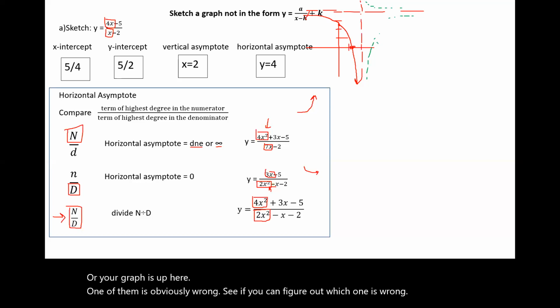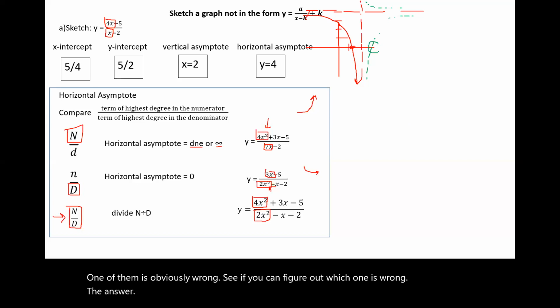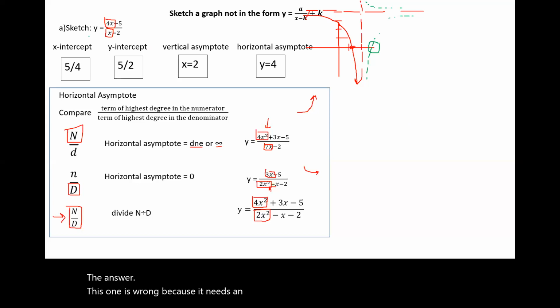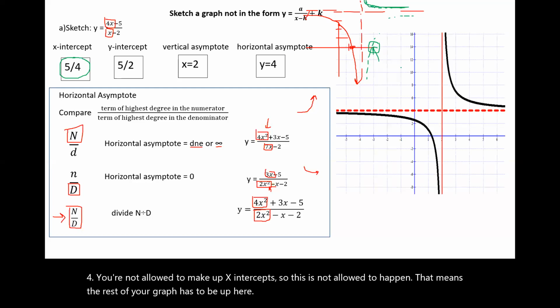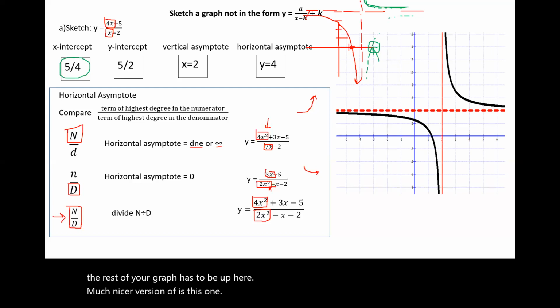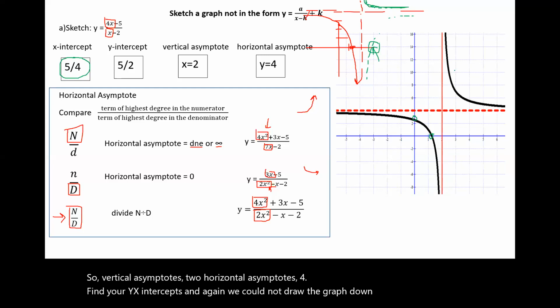The answer, this one is wrong because it needs an x-intercept. We only have one x-intercept, it's at 5/4. You're not allowed to make up x-intercepts, so this is not allowed to happen. That means the rest of your graph has to be up here. Much nicer version is this one. So vertical asymptote 2, horizontal asymptote 4. Find your y and x intercepts. And again, we could not draw the graph down here because we'd need another x-intercept, so it must be up there.